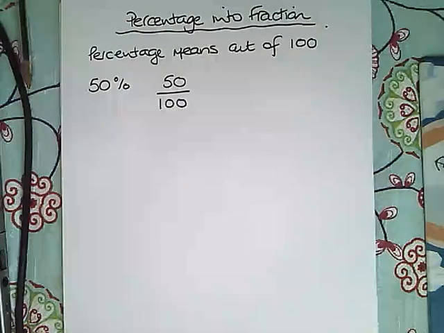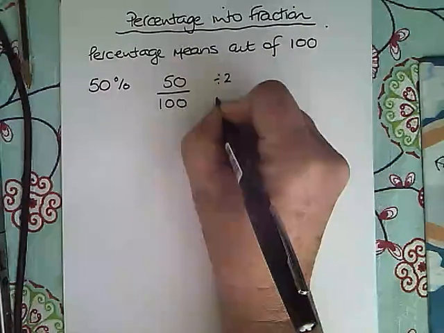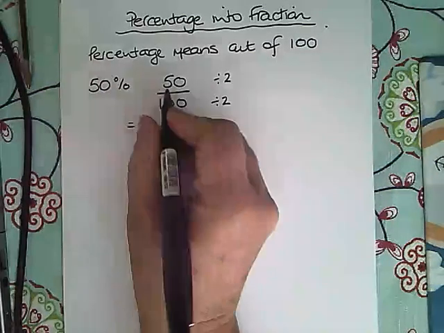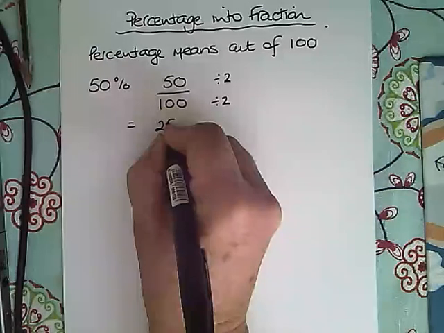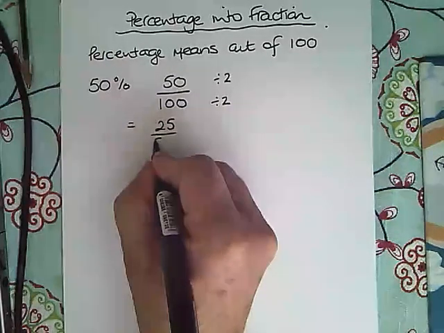Now 50 and 100 both divide by 2 because they are even numbers. So I am going to divide the top by 2 and divide the bottom by 2. And you always have to divide the top and the bottom by the same number. So 50 divided by 2 is 25. And 100 divided by 2 is 50.